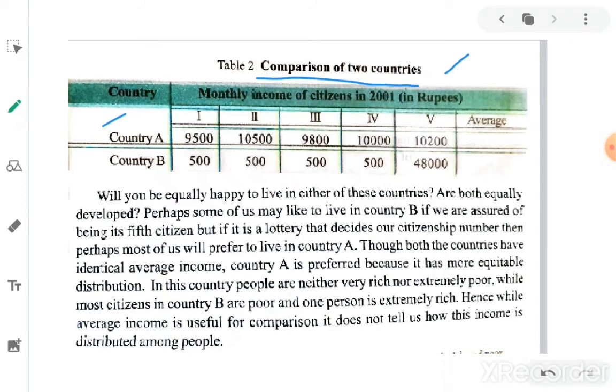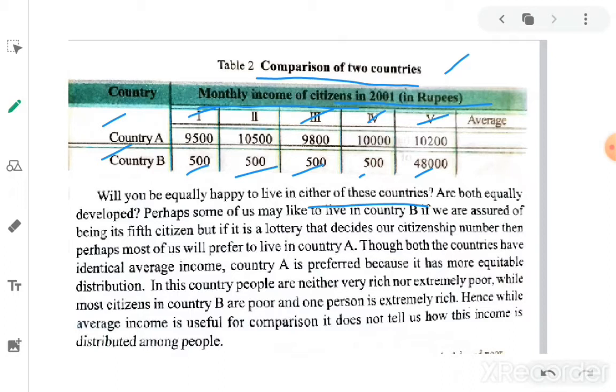The country A and country B. Here is the persons' monthly income of citizens in 2001 in rupees. This is the monthly income of person 1, person 2, person 3, person 4, person 5 in country A, and like that for country B. So in country A, 5 persons are there, and in country B, 5 persons are there. Here we will be equally happy to live in either of these two countries.